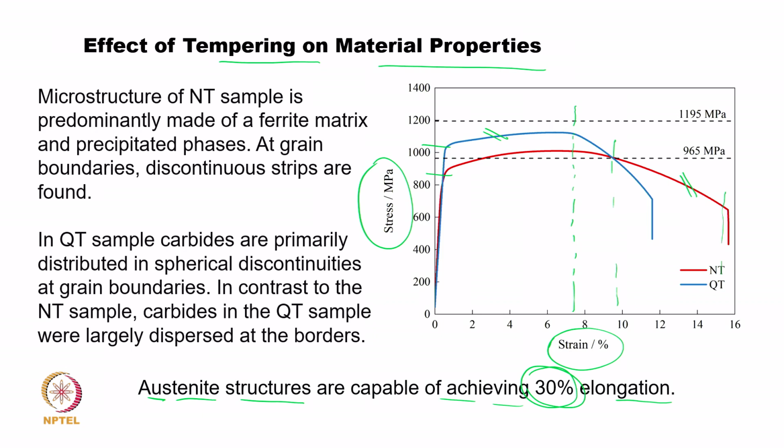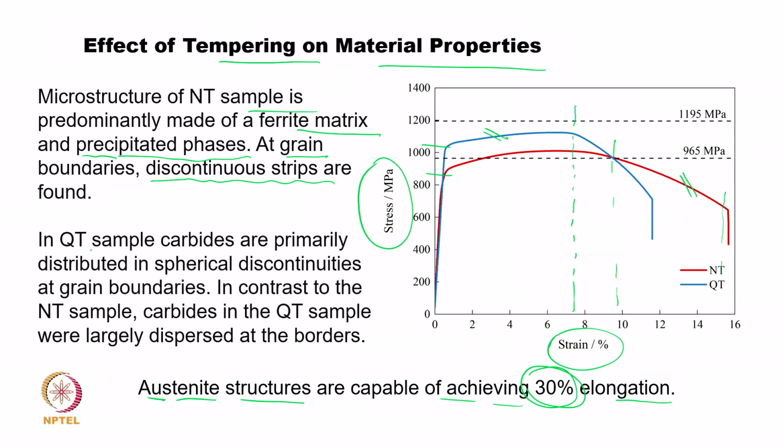Now, if we try to express this in words, we say the microstructure of the NT sample is predominantly made of the ferrite matrix and precipitate phases. However, as we mentioned, in this case there will be coarse and fine precipitates together, and a grain boundary discontinuous strip will be there. So, there is a chance that if we apply a load at a much faster pace, the NT may still fail under brittle failure. And if we go ahead with slow loading, there will not be a problem, it will cause ductile failure.